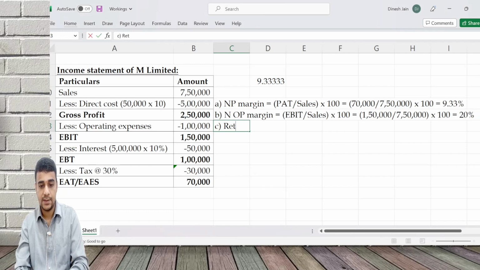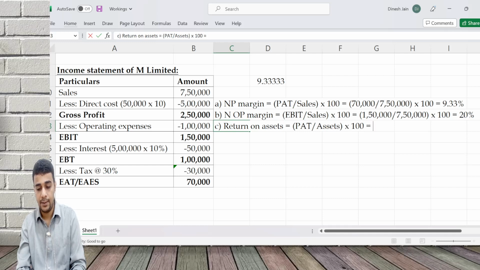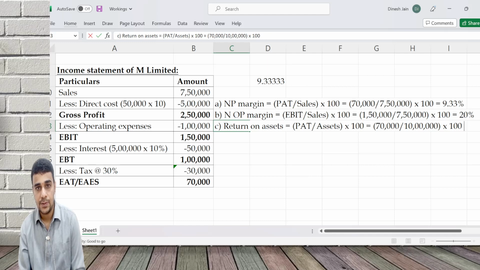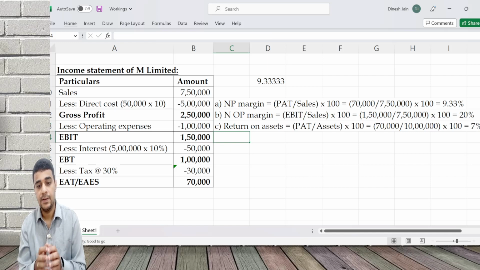Return on assets. The ICA solution I think has multiple formulae, but I feel this is better: PAT by assets into 100. 70,000 by 10 lakh. The first line of the question had the asset figure. That gives 7%. Net profit by assets into 100.